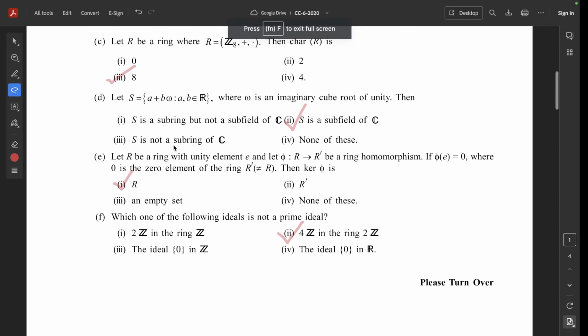Question D. Let S be the set of A plus B omega such that A, B belong to the set of real numbers R, and omega is the imaginary cube root of unity, minus 1 plus or minus i root 3 by 2. So omega is the imaginary cube root of unity. Then the correct option is 2. S is a subfield of the complex field C.